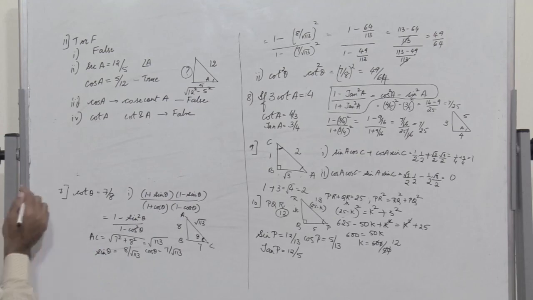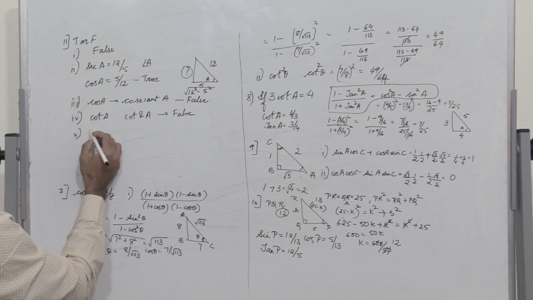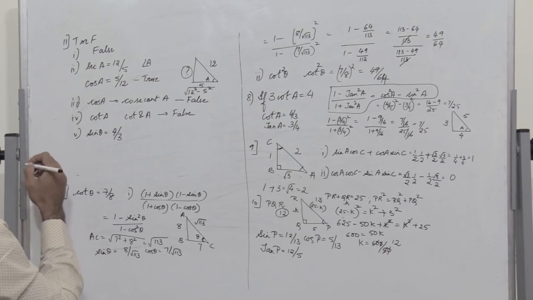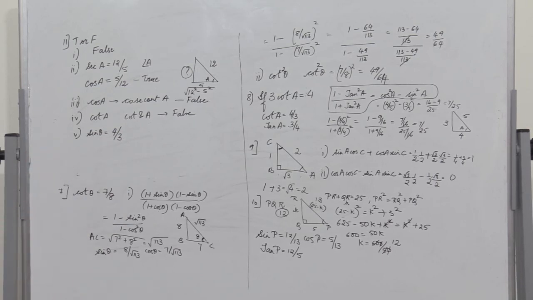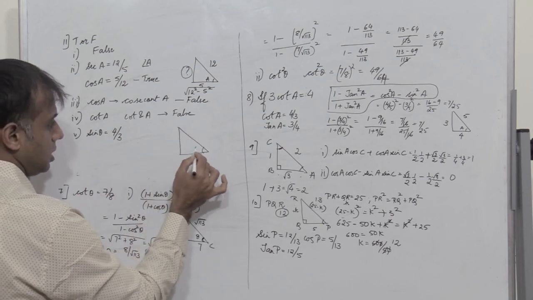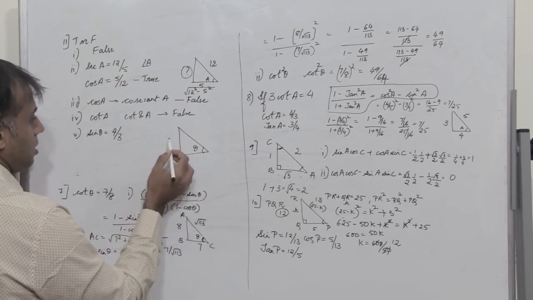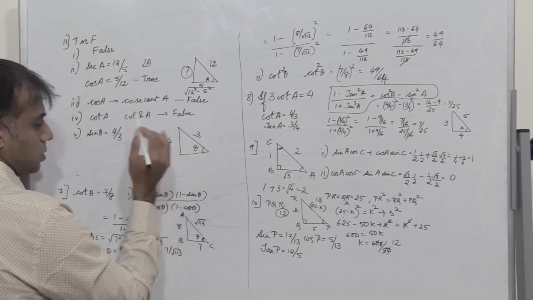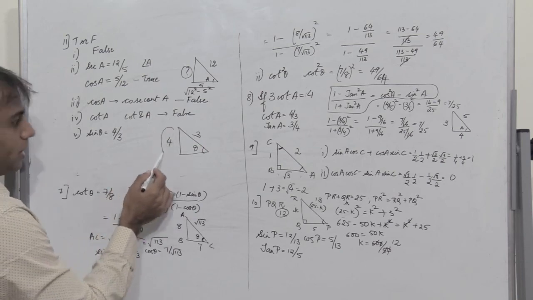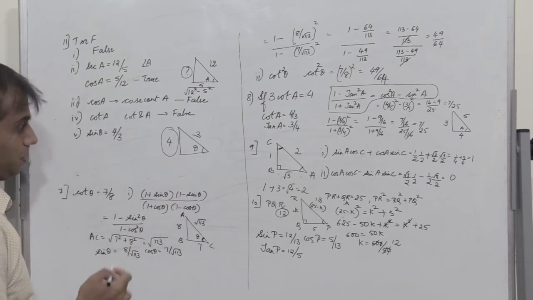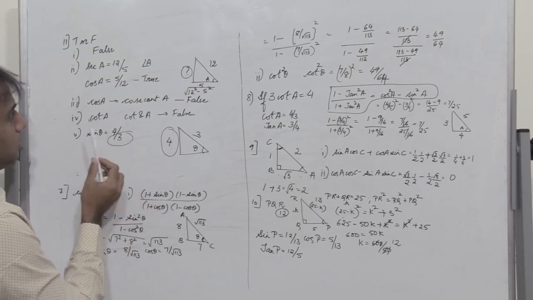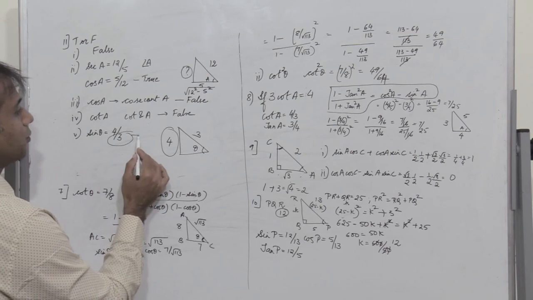And the last one: 5 sine theta equals 4 by 3 for some angle theta. Okay, so now if I talk about sine theta here, this is theta. Sine is opposite side by hypotenuse. Can we have a hypotenuse which is smaller than one of its sides? No, not possible. Right? So the denominator always has to be greater than the numerator. So therefore this is a false statement.